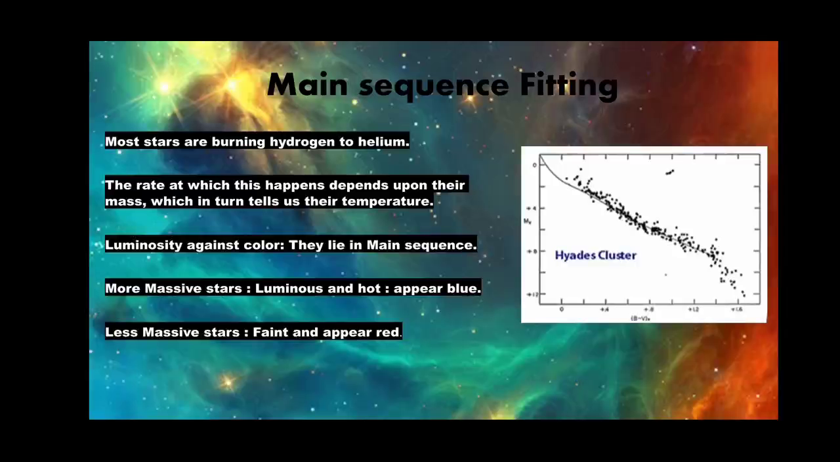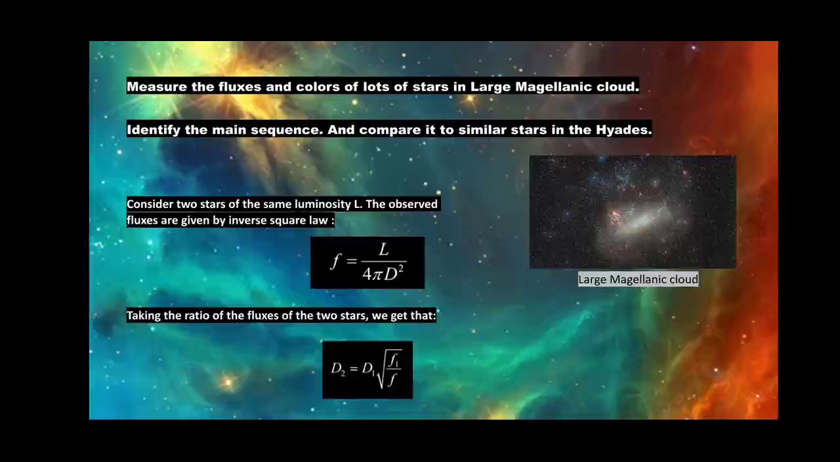We then go out to the nearest easily observable galaxy, the Large Magellanic Cloud. We measure the fluxes and colors of a lot of stars in the Large Magellanic Cloud and identify the main sequence. We then look at how much fainter stars of a given color are compared to similar stars in the Hyades. We know how far the Hyades is using the first step of the distance ladder, that is the parallax method.